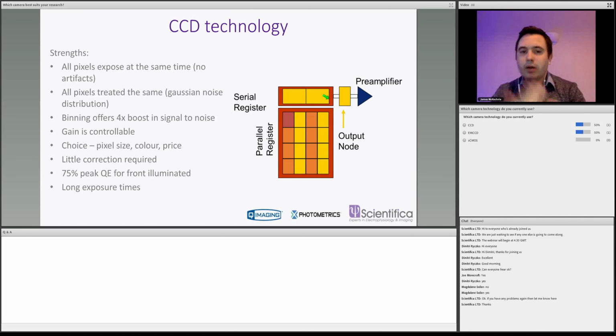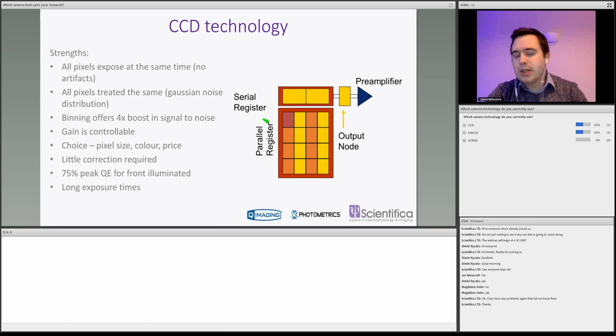So CCD gives us some nice features. Because we expose our light into the pixels and then either, as I said earlier, shutter them or move them under a mask or something like that, we're capturing all of the pixels at exactly the same time. So you get no artifacts from that, and that will be important with other technologies. All pixels are treated the same. They will go through the same output node, same preamp, and same ADC. So you get a very definable and understandable noise distribution.